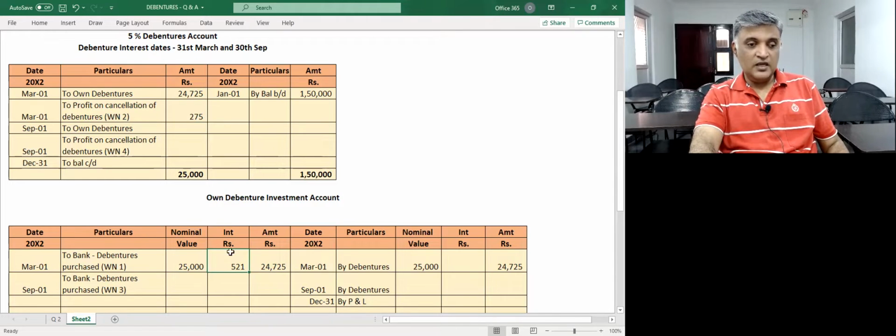Now having purchased the investments, we are going to cancel it against the debenture liability. So we are going to credit the own debenture investment account by 24,725 and then we are going to debit the debenture account with 24,725, which means we are cancelling a liability worth 25,000 by paying 24,725 in the market. Thereby, there's a profit on cancellation of 275. This is very important.